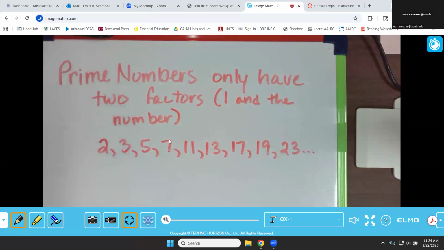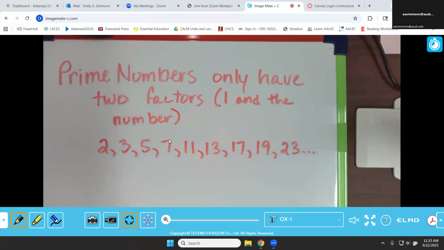As infinite as our numbers are, we have infinite prime numbers. So looking at these, what they all have in common is they only have 2 factors. I don't put 1 here because 1 only has 1 factor. But each of these are only divisible by 1 and the number itself. So 2 can only be divided by 2 or 1. 3 could only be divided by 3 or 1. 5 could be divided by 5 or 1, and that pattern continues.